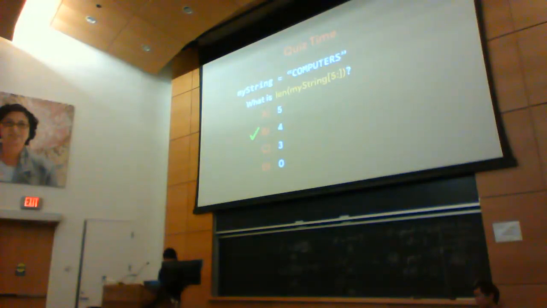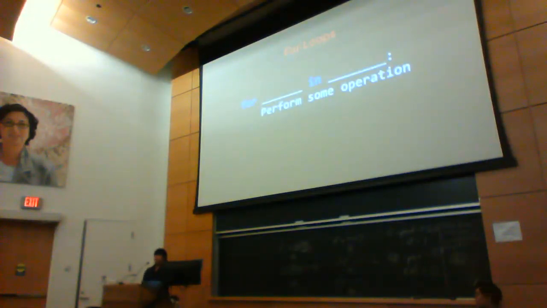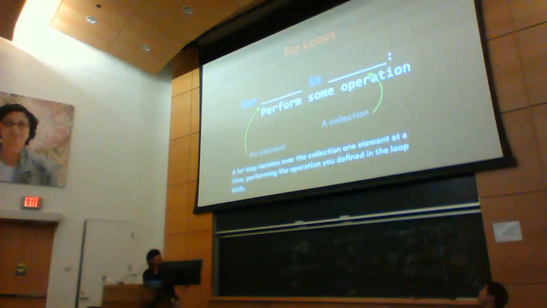So now we're going to move on and talk about loops. First, let's start with for loops. And a for loop works like this. We have for something in something, we perform some operation, right? Generally we want to do, for some element in some collection, we perform some task. In this case, a for loop will iterate over the collection one element at a time and perform a specified operation. And there's two types of for loops to talk about in class. One is an index for loop and one is the elemental for loop.